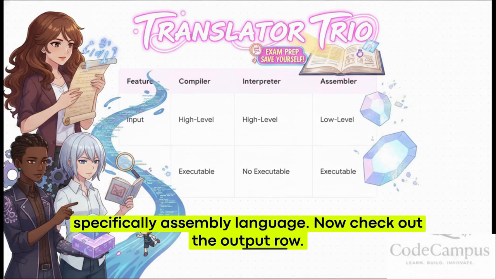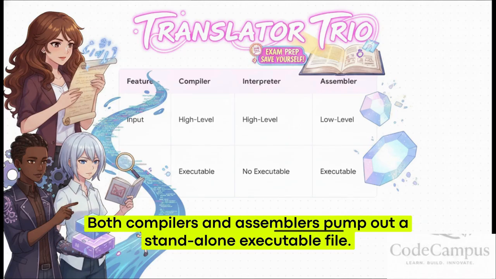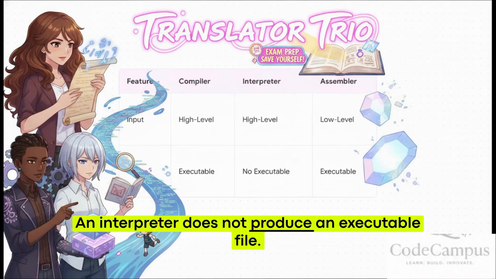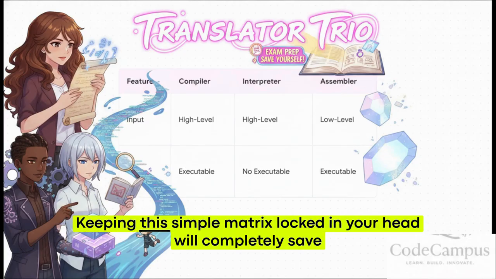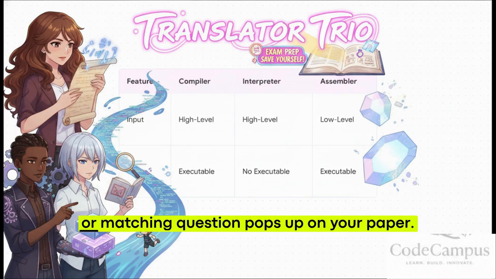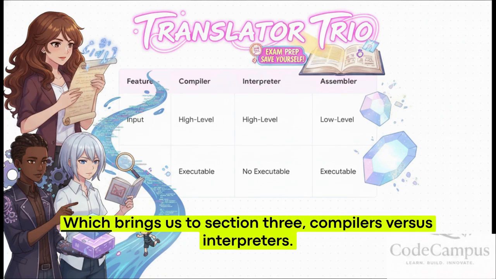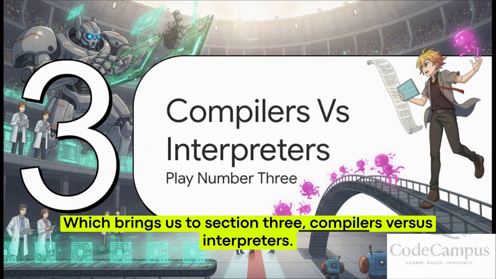Now check out the output row. Both compilers and assemblers pump out a standalone executable file. An interpreter does not produce an executable file. Keeping this simple matrix locked in your head will completely save you if a tricky multiple-choice or matching question pops up on your paper. Which brings us to Section 3, compilers versus interpreters.